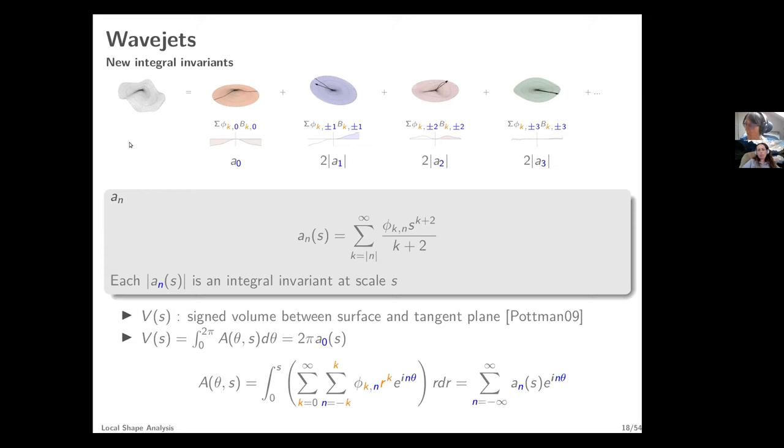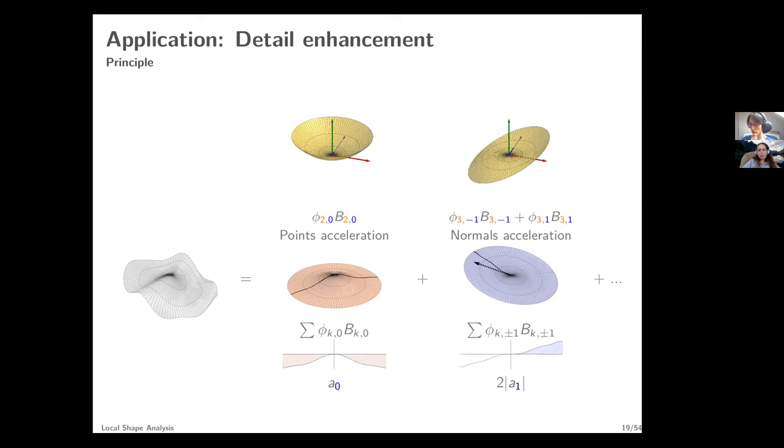And here we are interested in aggregating all coefficients phi kn for a fixed frequency n and varying polynomial order k. You can see it with a time sum s, which basically encodes the scale at which we're looking at the coefficients, and the amplitude A_n of s is an integral invariant at scale s. So this means that we can compute them pretty efficiently, either by local integration or Monte Carlo, or there are many ways to do so. But we have an efficient way of computing these integral invariants, and this gives us some applications.